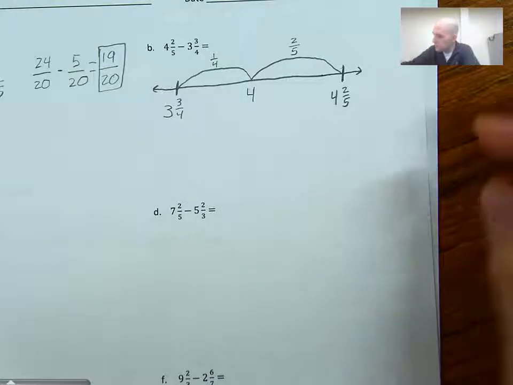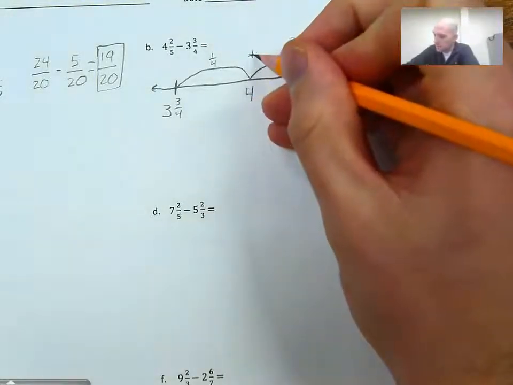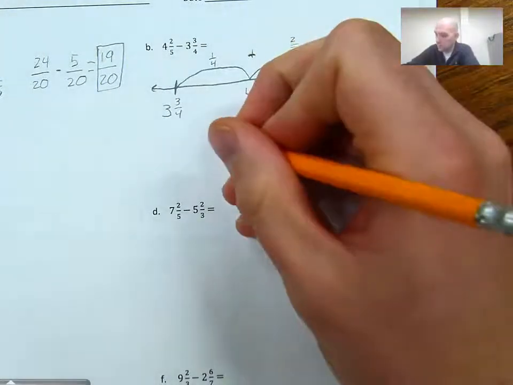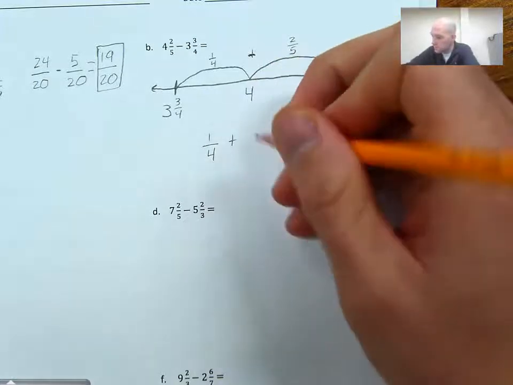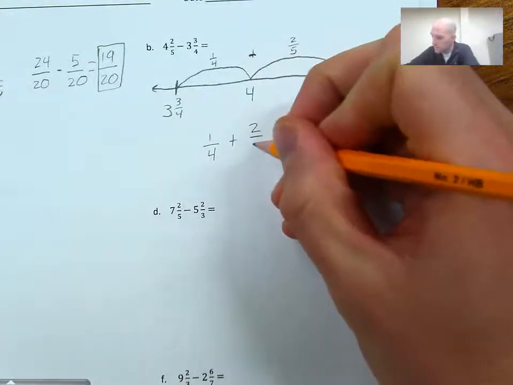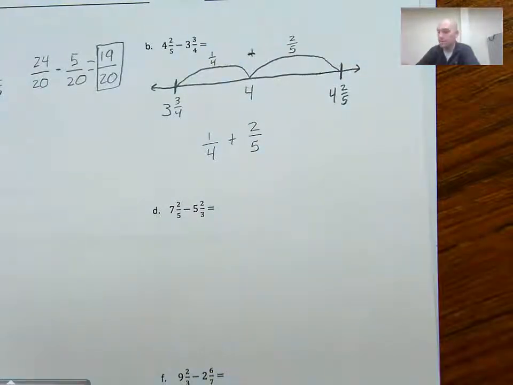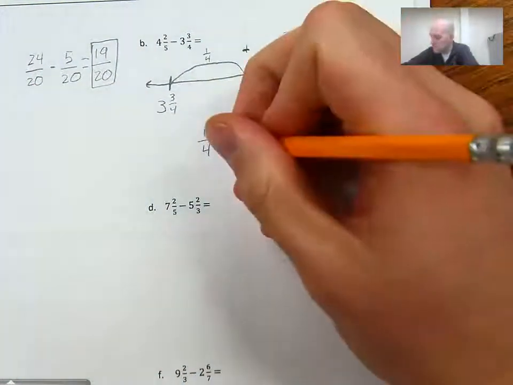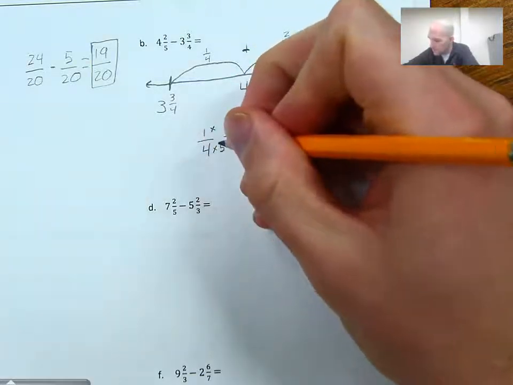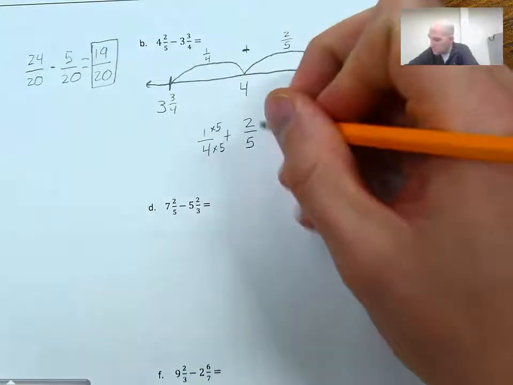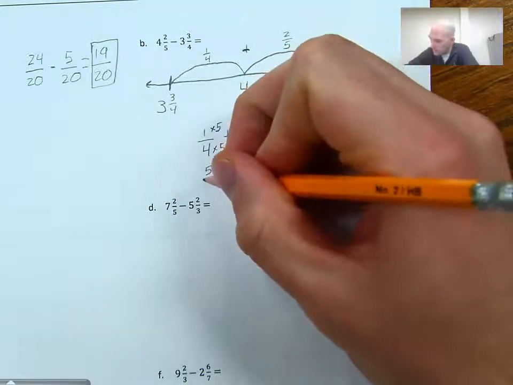And now I just need to add up these two jumps. So I'll do 1/4 plus 2/5. I'll find my common denominator. Again, 4 and 5, it's going to be 20. Multiply my 4 by 5. Multiply my numerator by 5. And I'm going to end up with 5/20.